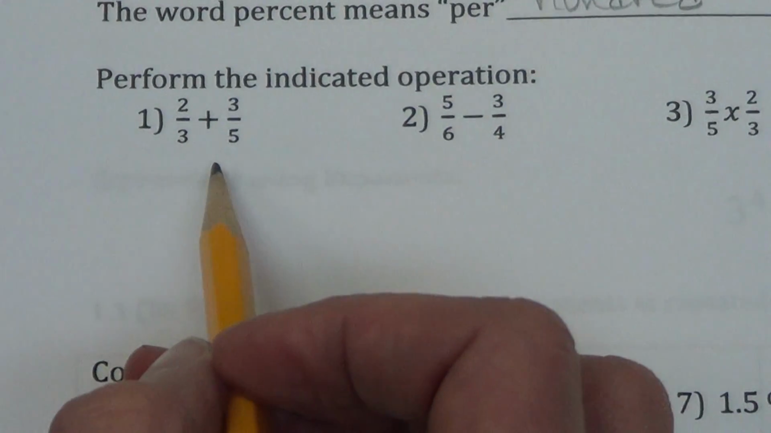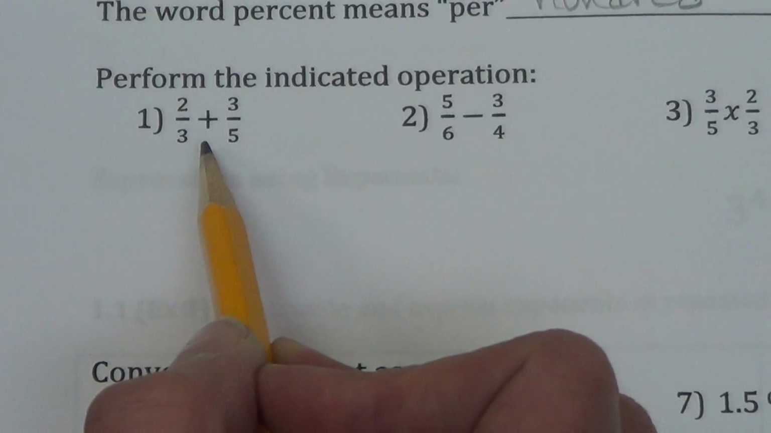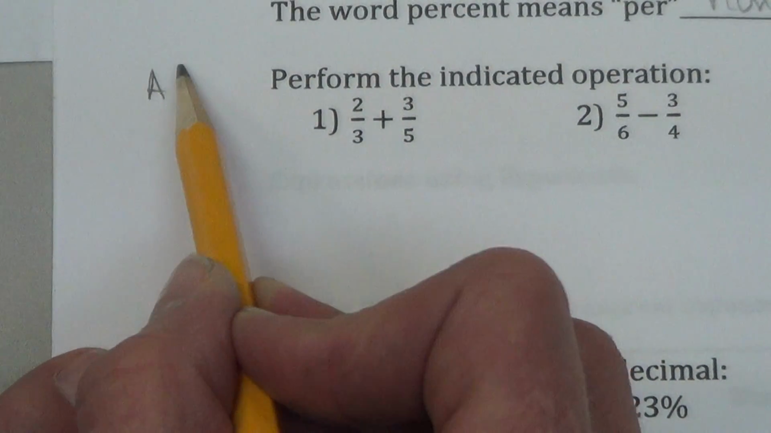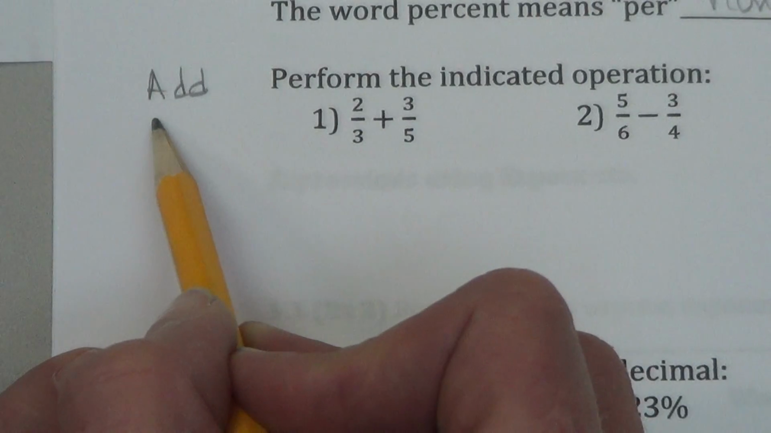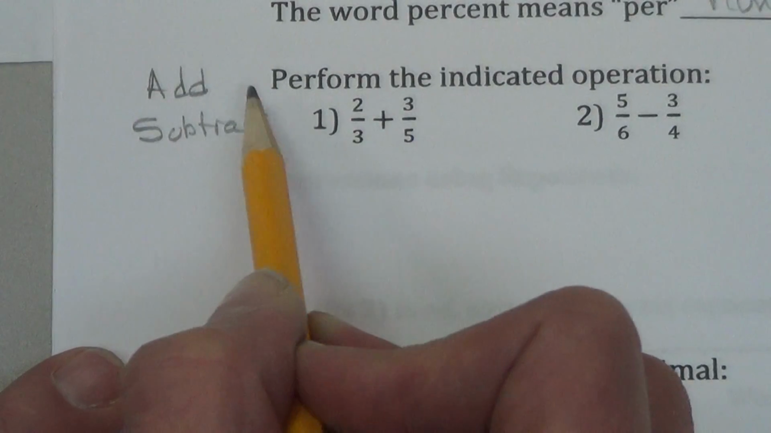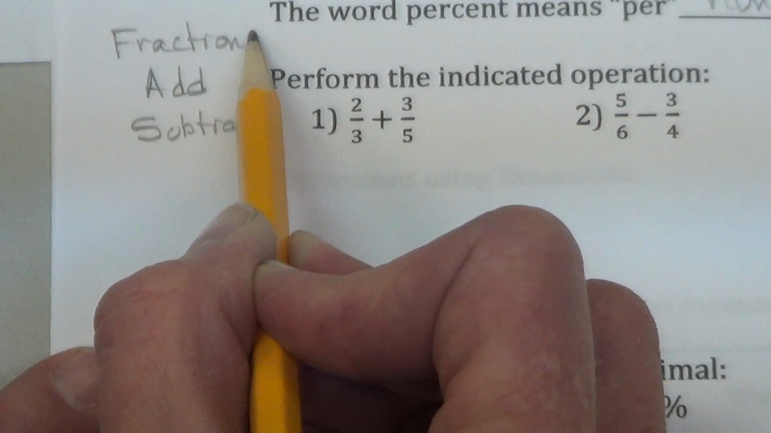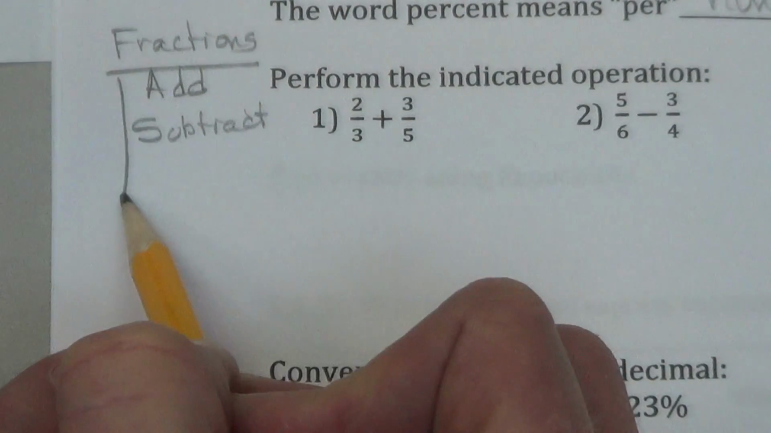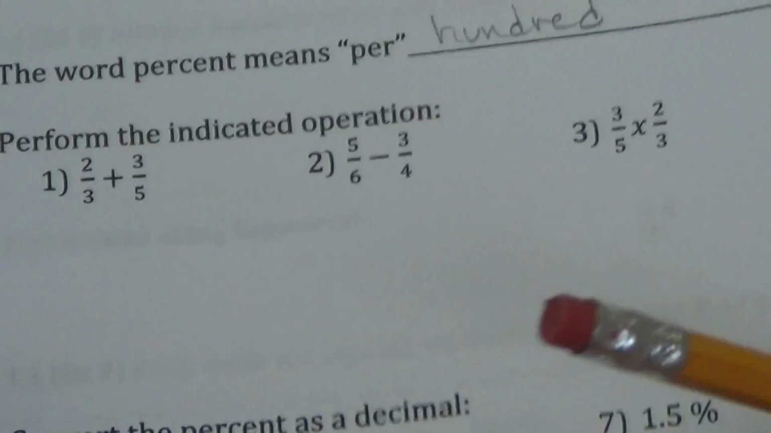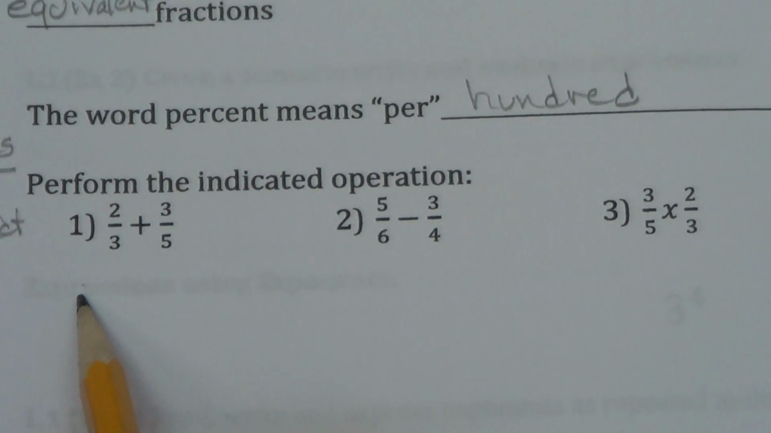First one here, we're adding fractions. In order to add fractions, you have to have a lowest common denominator. Anytime you add or subtract fractions, you need a lowest common denominator. Okay? So we look at these and we say, well, 3 and 5, they'll both go into 15.